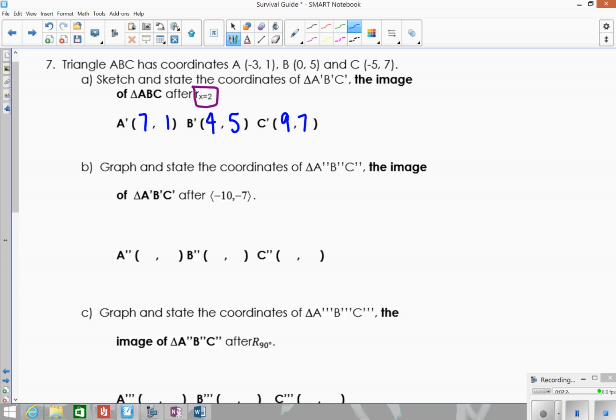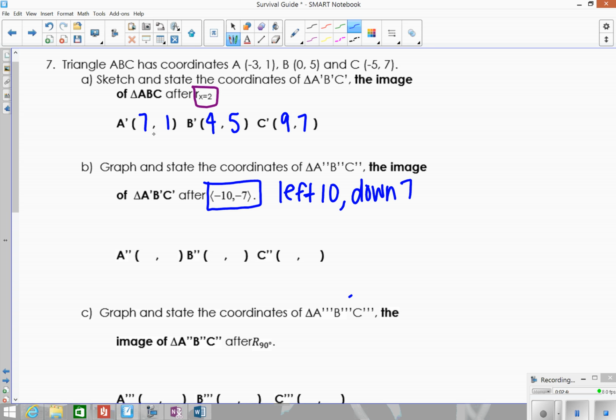The next thing that we're going to do is a translation. This is the vector notation for a translation. It means we're going to be going left 10 and then down 7. Keep in mind, you could also just subtract 10 from each of these x values and then subtract 7 from each of the y values.